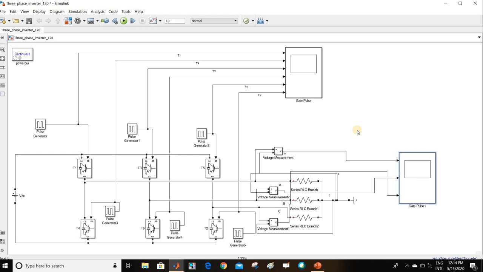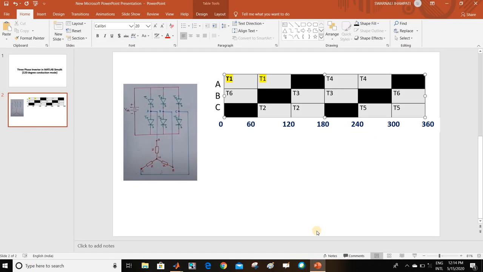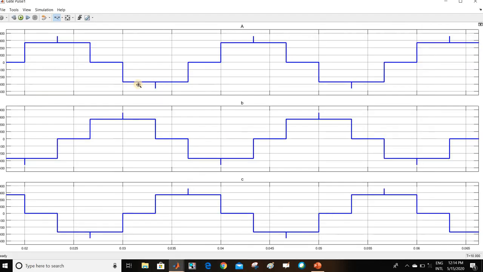Now if we want to draw the line voltage, you can check line voltage. How will you check line voltage? You will connect line parameters accordingly. Now in case of line voltage, you will find VAB, VBC, VCA. Now what is VAB? VAB is equal to VA minus VB.